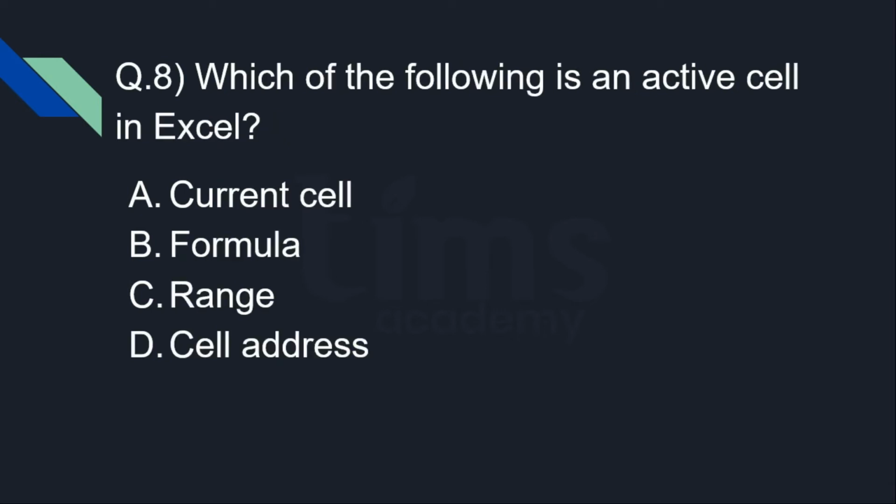Question number 8. Which of the following is an active cell in Excel? Option A, current cell; option B, formula; option C, range; option D, cell address. The answer is option A, current cell.